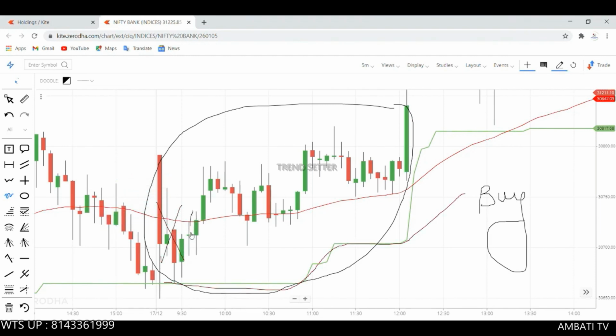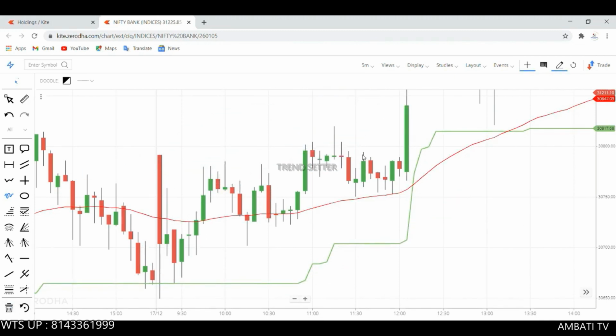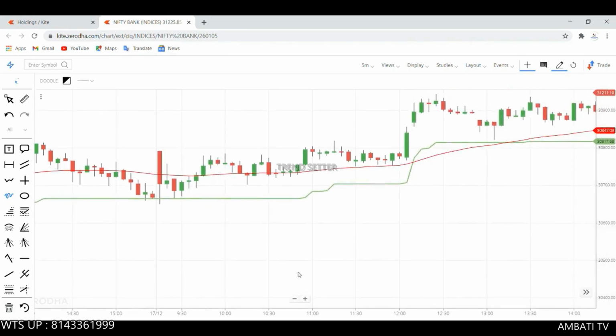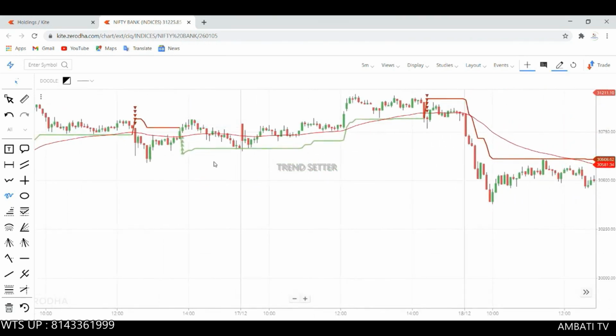Now can you see, this is a touch movement. Again, this is a touch movement, and this is a closing above this line. Here I will take the entry and ride the trend. So this is the combination of super trend and EMA, which is the 50 EMA.